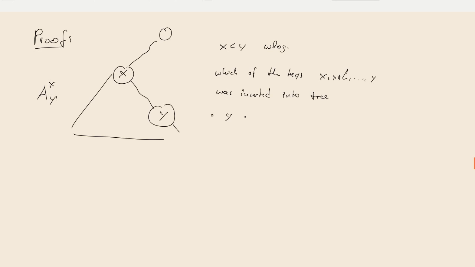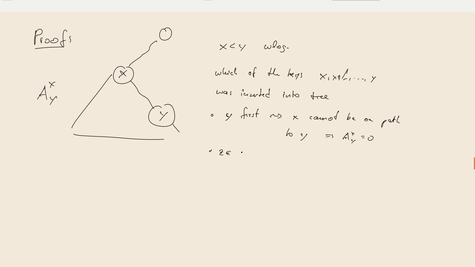So if y is inserted first, that means that for sure x is below y in the tree. Maybe not a successor of y, but it can't be above y because we inserted it before. So it can't be on the path from the root to y, because if it was, it must have been part of that path when y was inserted. So certainly axy is 0 in that case.